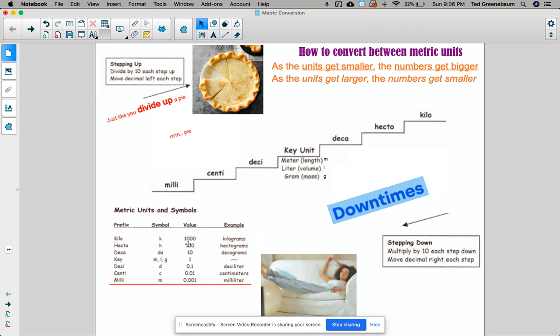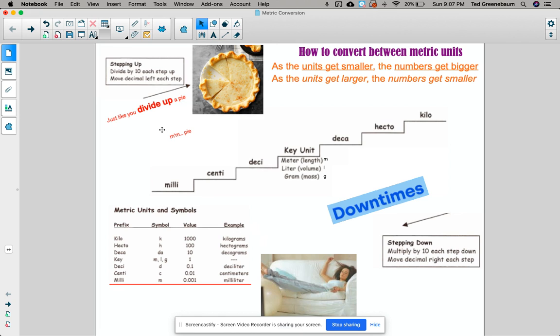So, if you'll notice, it's all base 10. And as the units get larger, the numbers will get smaller. When you move up the metric staircase, you divide by 10 each step up. Write this down in your notes. That's just like moving the decimal place to the left each step.